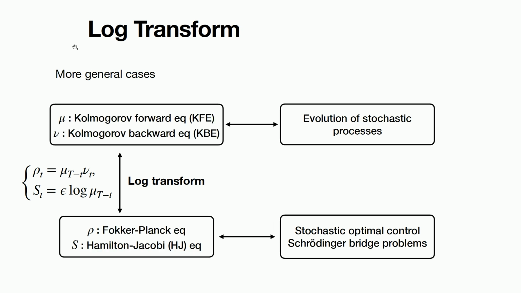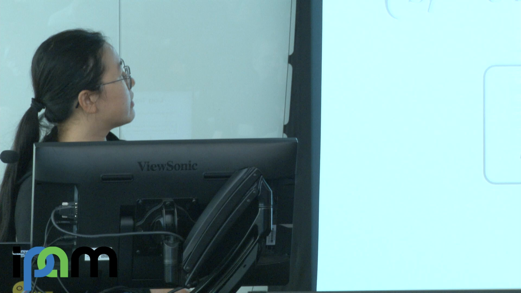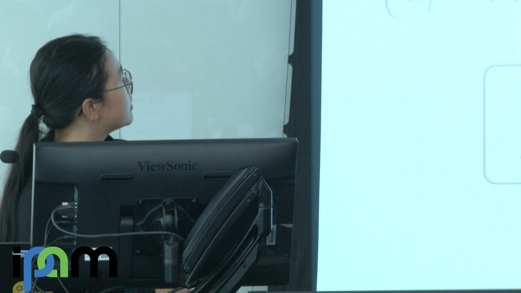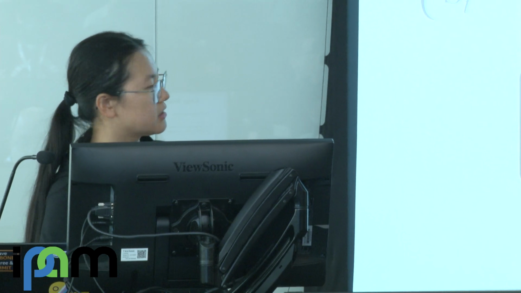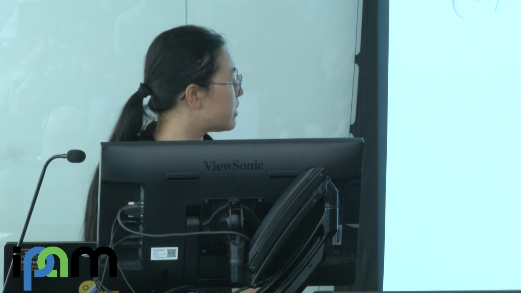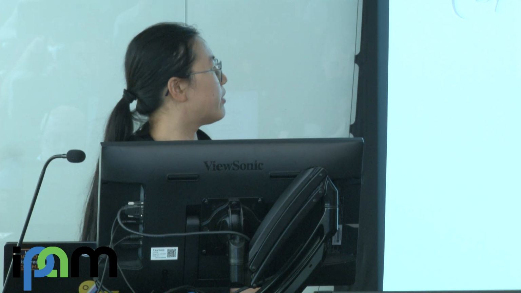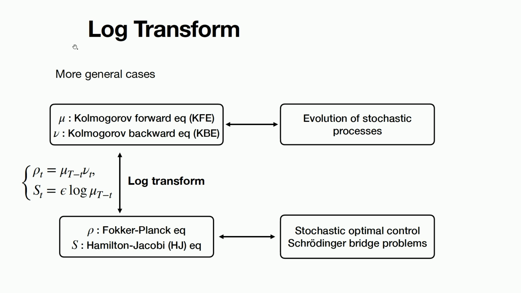And actually, the log transform is broader than that. It's not just applied to the heat equation. It can be applied to many different equations. As long as you have a stochastic process, you can get a Kolmogorov forward equation and a Kolmogorov backward equation. You put one equation for mu, another for nu, do the same transform, and now you get something similar to Fokker-Planck and something similar to HJB. Although the formula here may be different from the original Fokker-Planck and original HJB, there is still some connection like this. The Kolmogorov forward and backward equations are related to the evolution of some stochastic process, not necessarily Brownian motion. You may have a jump process, a Levy process, a random walk, a lot of different stochastic processes here.